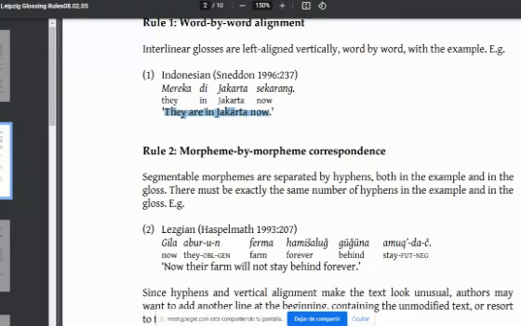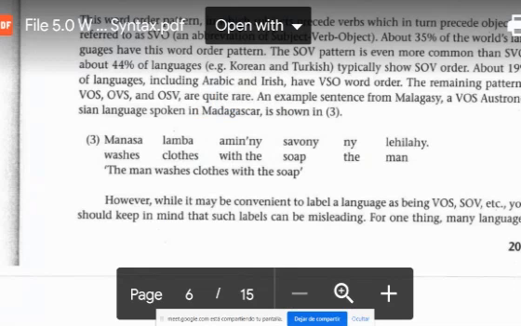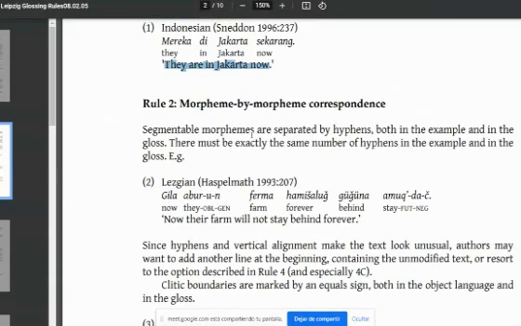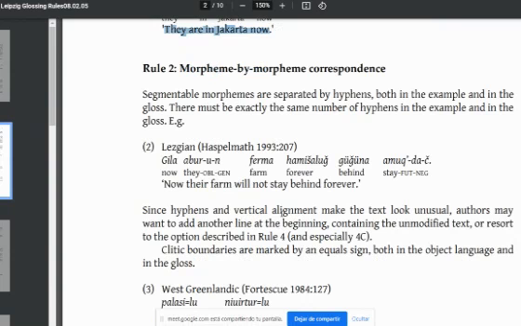I think this one is made word by word. But for rule number 2, you can also use morpheme by morpheme correspondence. Segmentable morphemes are separated by hyphens, both in the example and in the gloss. There must be exactly the same number of hyphens in the example and in the gloss.